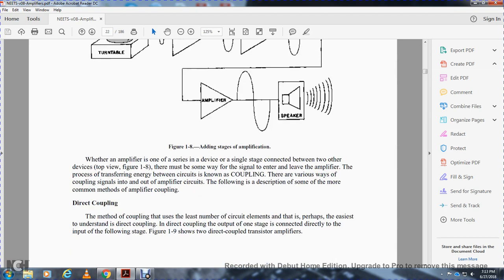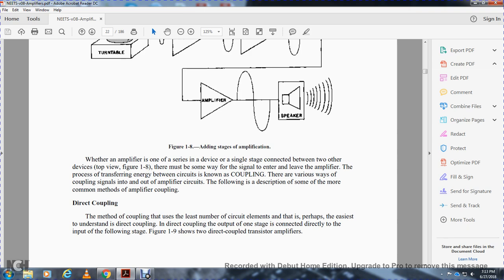Whether the amplifier is one series of devices or a single stage connected to two or other devices, as in the top view of Figure 1.8, there must be some way for the signal to enter and leave the amplifier. This process of transferring energy between circuits is known as coupling. There are various ways of coupling signals in and out of the amplifier circuit. The following describes some of the more common methods of amplifier coupling.